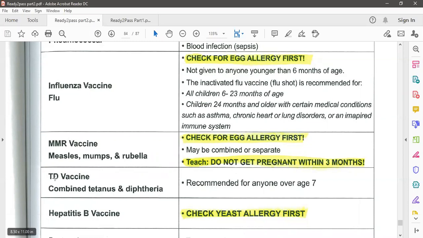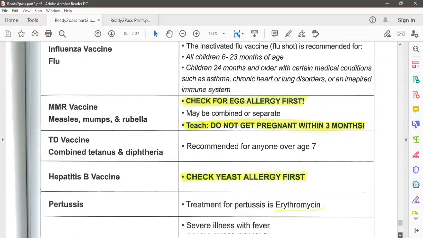Another vaccine is called Td, combined for tetanus and diphtheria, right? And as I told you, diphtheria is pharyngeal diphtheria and cutaneous diphtheria. Pharyngeal diphtheria is a droplet precaution, and cutaneous diphtheria is a contact precaution. So Td is recommended for anyone over the age of 7.